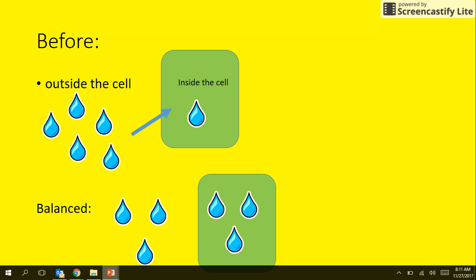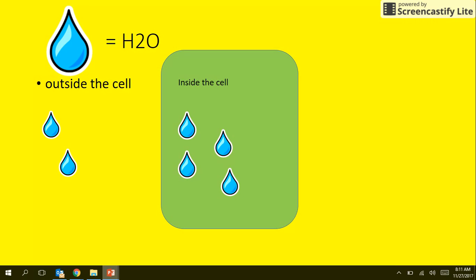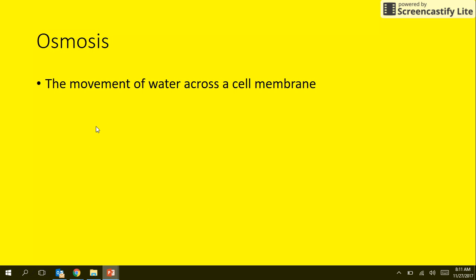Here is another example. If we have 4 water molecules on the inside and 2 on the outside, which way will the water move in order to create a balance? Perfect. I hope that you said outside of the cell. Once the water moves outside of the cell, we will create a balance.